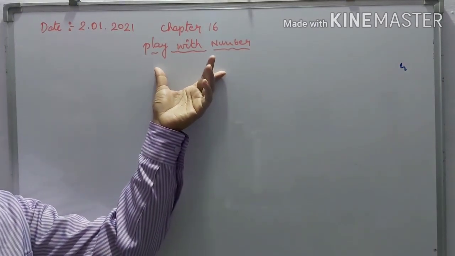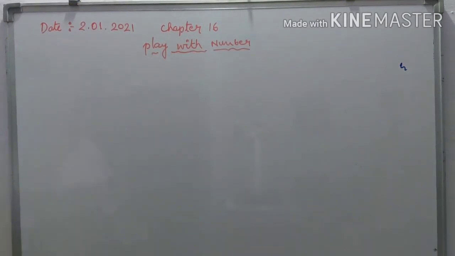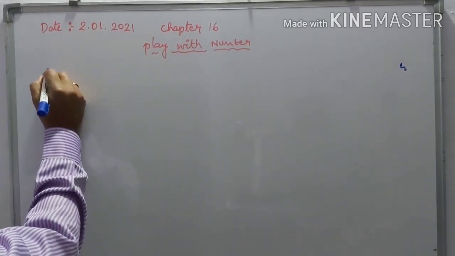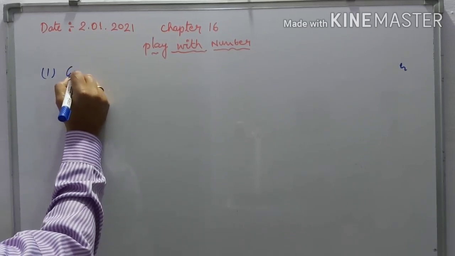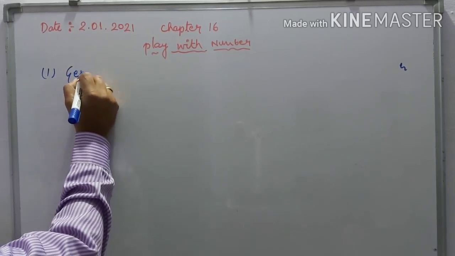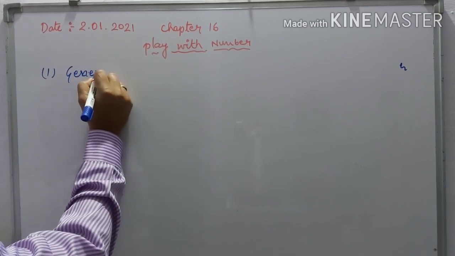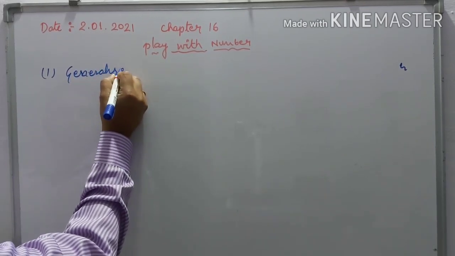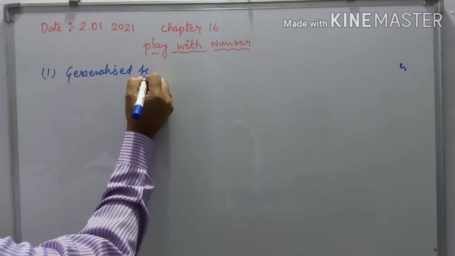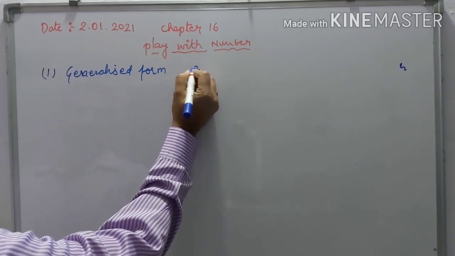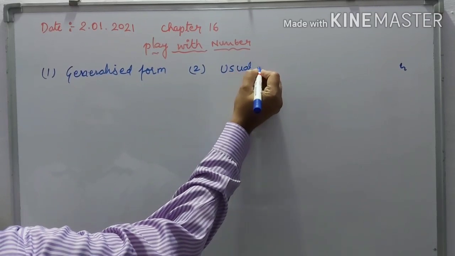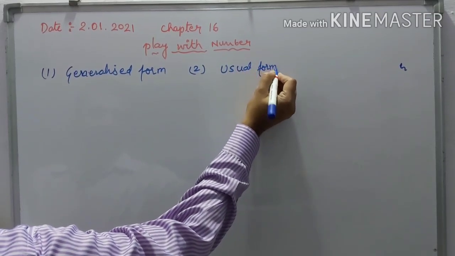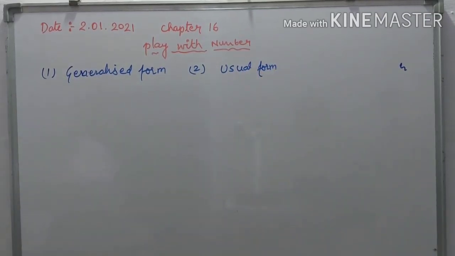A chapter number 16, playing with numbers. Playing with numbers has two names. The first name is generalized form, and the second word is usual form. Okay, generalized form and usual form.